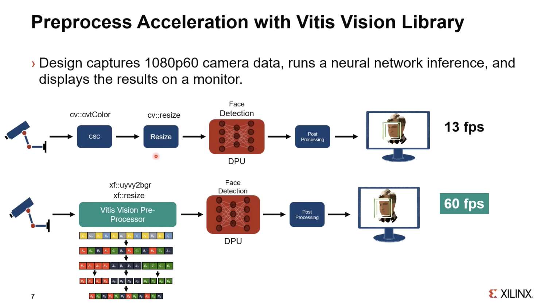So what we did in this particular case was to take these two OpenCV functions and use the vision and image library to translate them into hardware accelerated functions and create a pipeline in hardware as opposed to functions executed on a CPU.